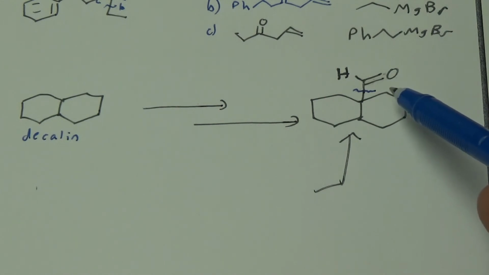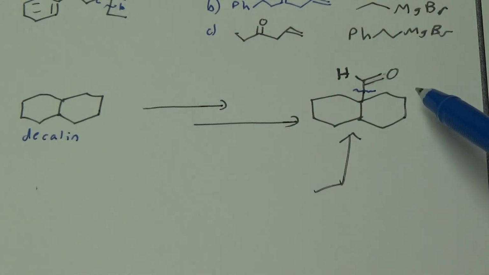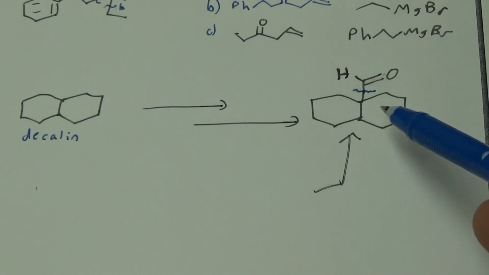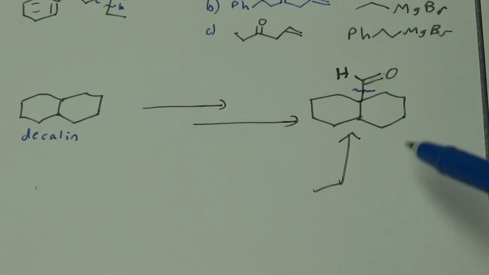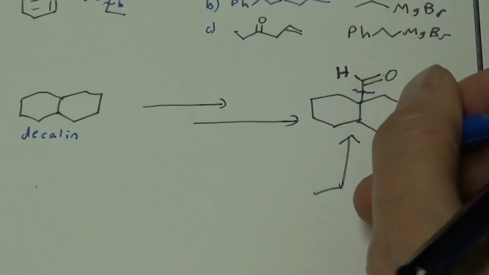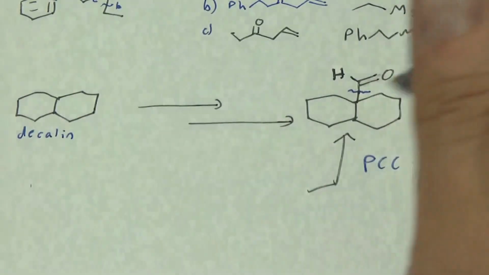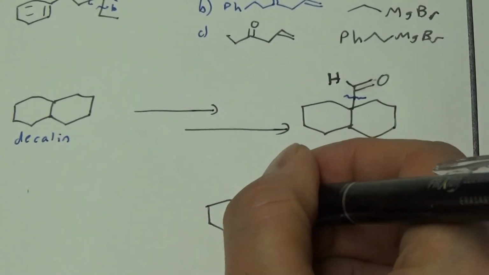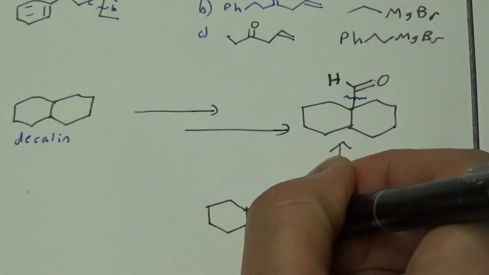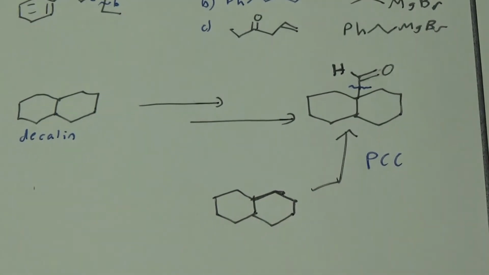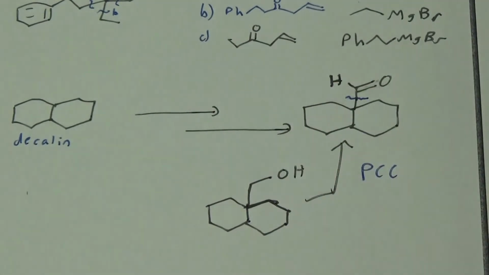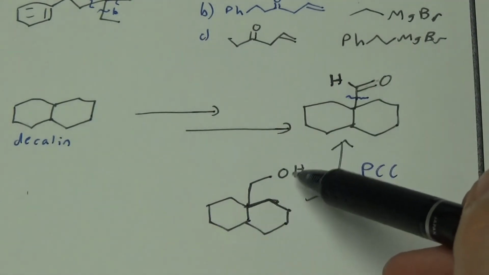Do you know any reactions that make aldehydes? Think. Anything that makes an aldehyde. Maybe an oxidation. You know oxidations. Yeah, oxidations make aldehydes. Which one, though? Is it CrO3 or is it PCC? It's PCC. Remember that? PCC makes aldehydes from primary alcohols. So is it possible that we could make this aldehyde from this primary alcohol? Totally. Just make it from the primary alcohol.